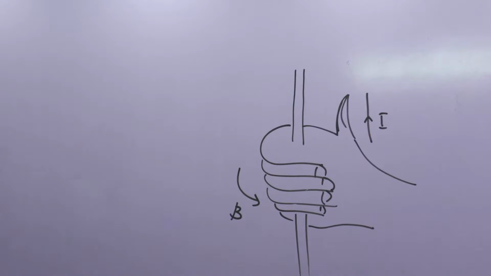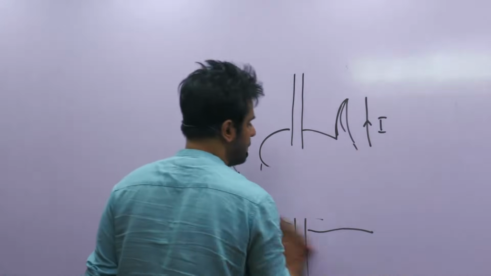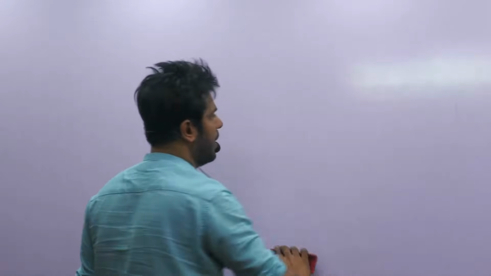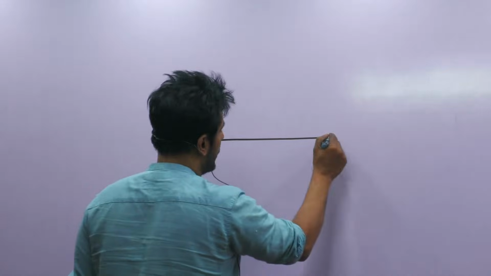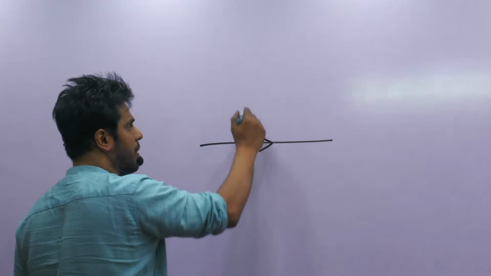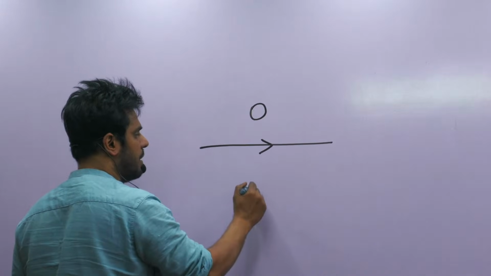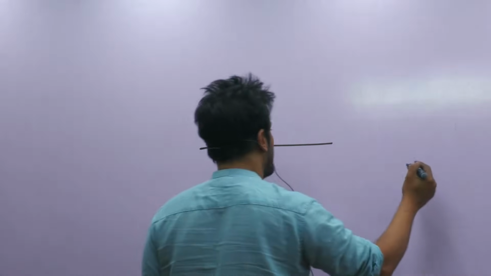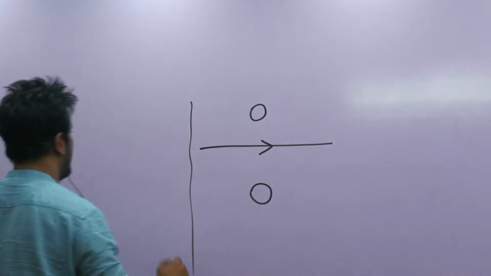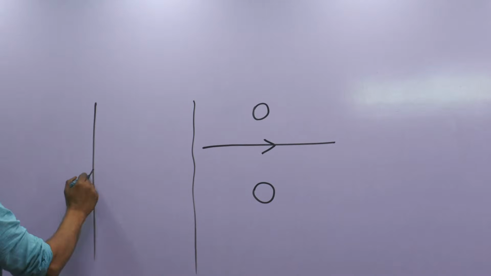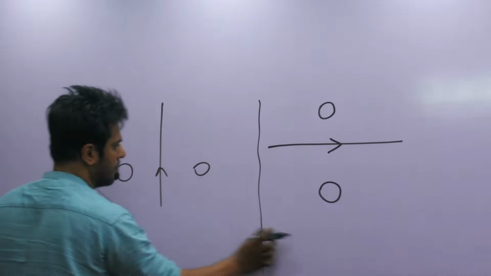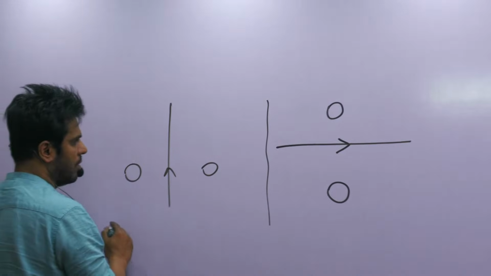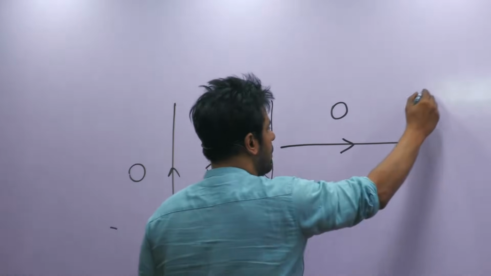Anyway, everyone label the direction of current and then find the direction of magnetic field here and there. Another one, next part. And next one.